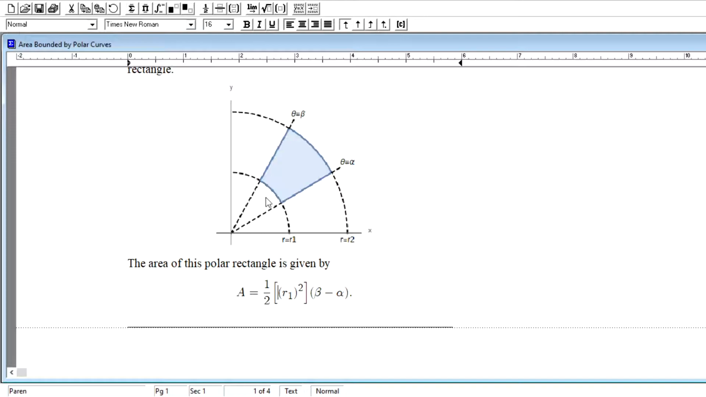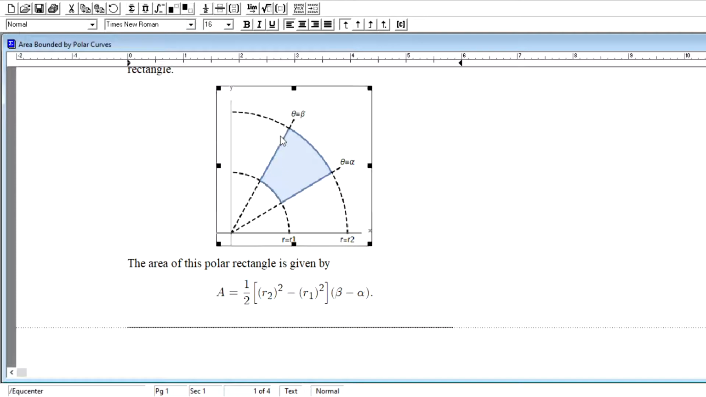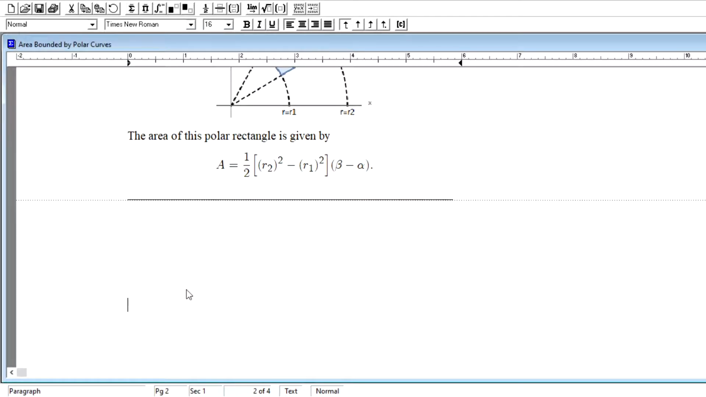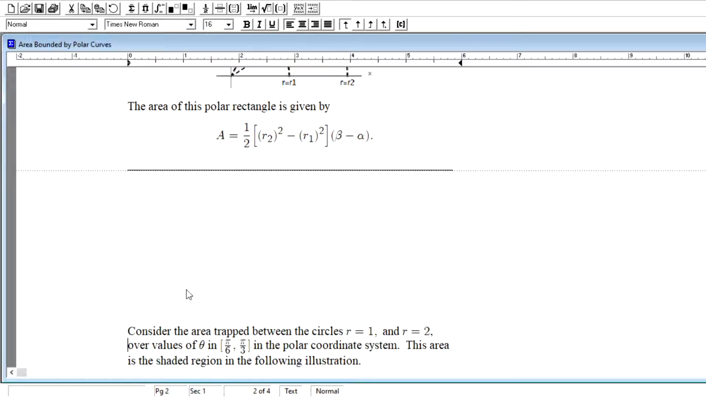That is the sector that exists in this small piece of the pie within the circle of radius r1. When we take the difference of those two sectors' areas, we get the area of this polar rectangle. That fundamental calculation for the area of a sector, and more specifically this formulation for the area of a polar rectangle, is what we will use in our calculation for the area trapped within polar curves. Before we head in that direction, let's consider a quick example of calculating the area of a polar rectangle.